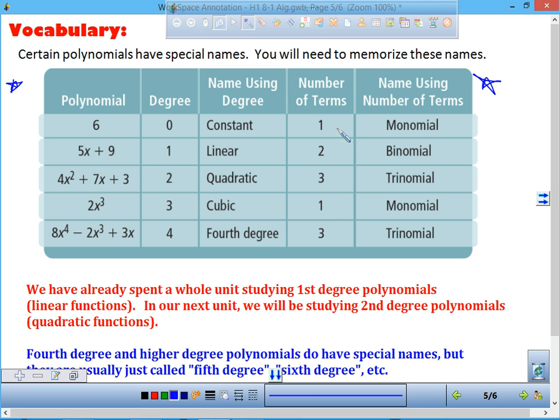Okay. Same thing with naming by term. You name by term, you have 1, 2, and 3, monomial, binomial, trinomial. After that, so when we have 4 terms or more, so I'm going to say 4 plus terms, then it's just called a polynomial, because it means multiple. Okay? So if it has 4 or more terms, it's a polynomial.